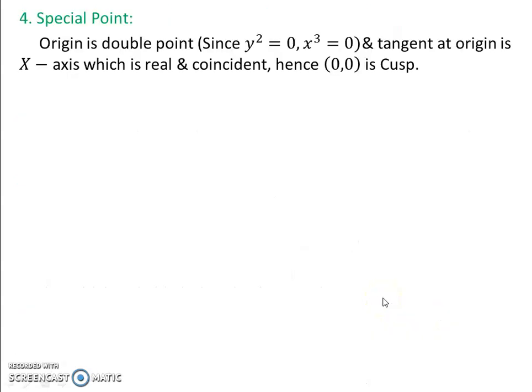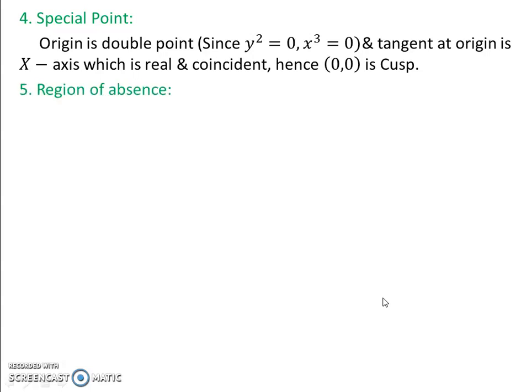So the origin is a double point where the tangents are real and coincident. Therefore (0, 0) is a cusp. So at (0, 0) you will draw the nature of the cusp point. That will give the first point where you can show the nature of the curve.